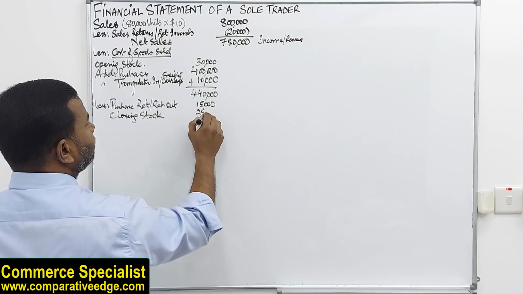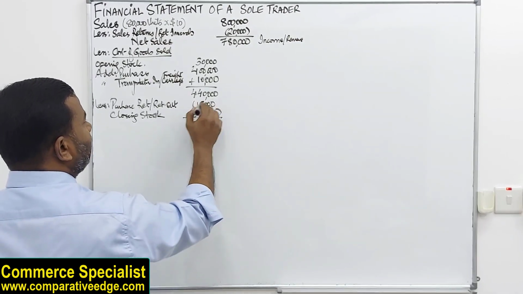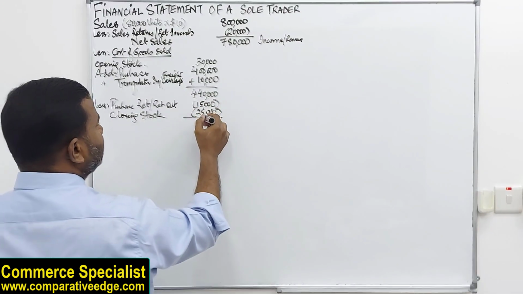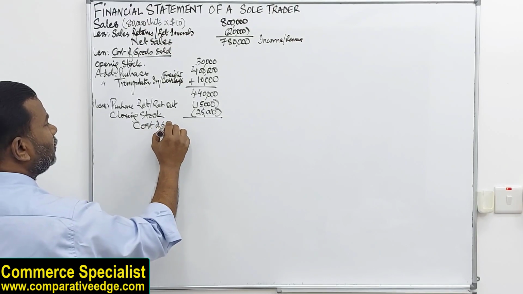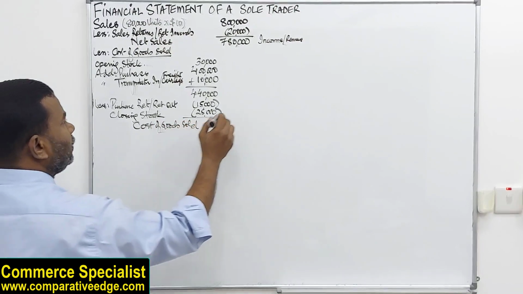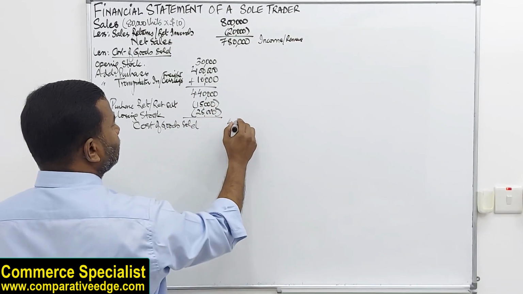Say 25,000. So these are to be subtracted. 440 and this adds up to 40. This will be your cost of goods sold. 440 minus 40 will give you 400,000.